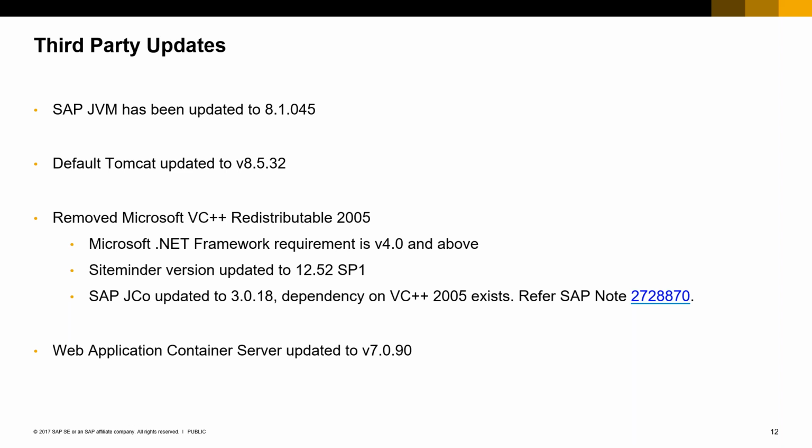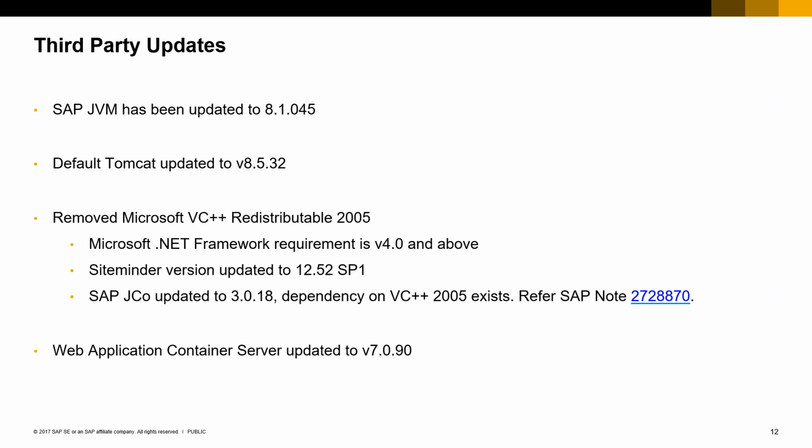Some changes that we have made are basically updates to some of our third-party libraries that are deployed. We have updated the SAP JVM version to the latest, that's 8.1. The default Tomcat has been updated.